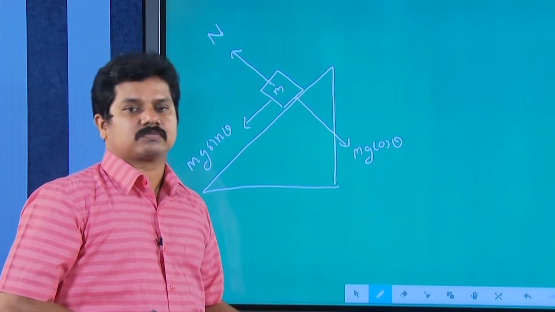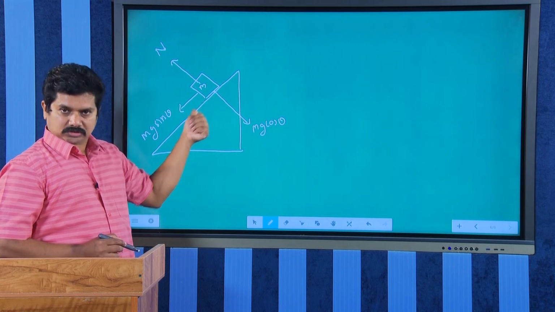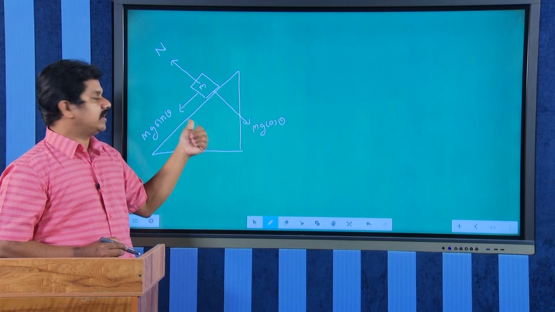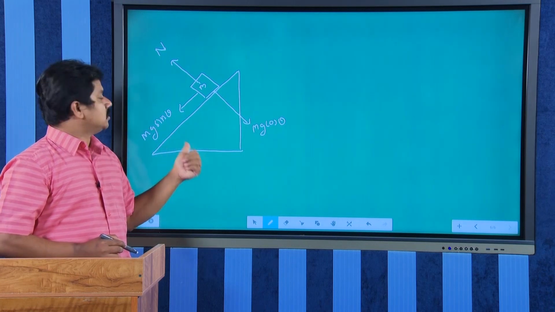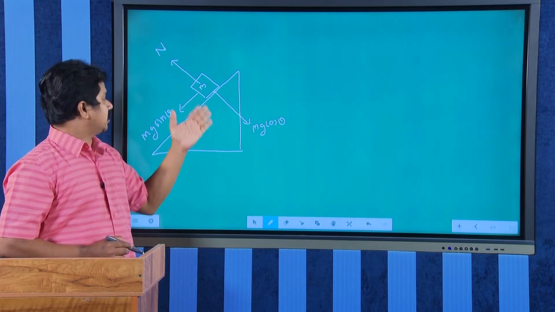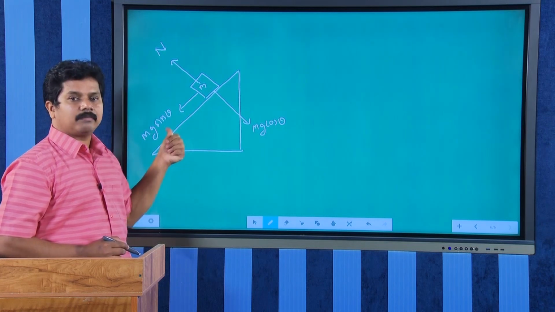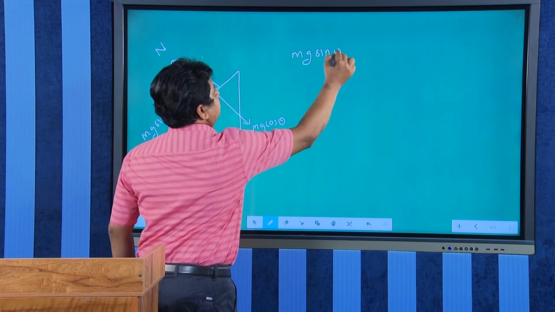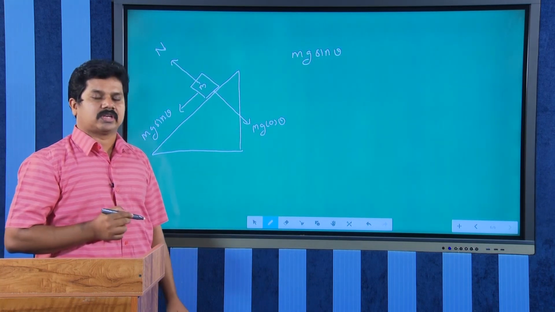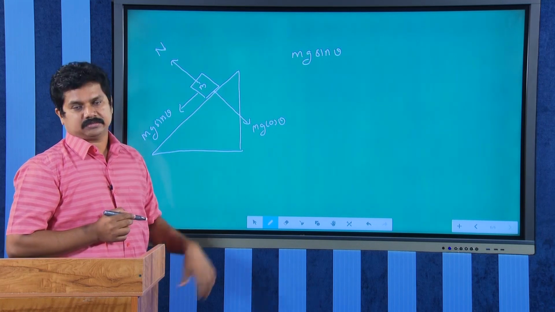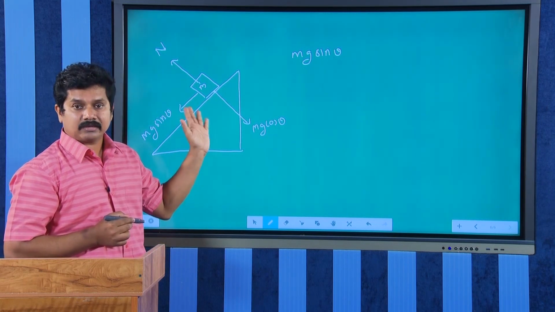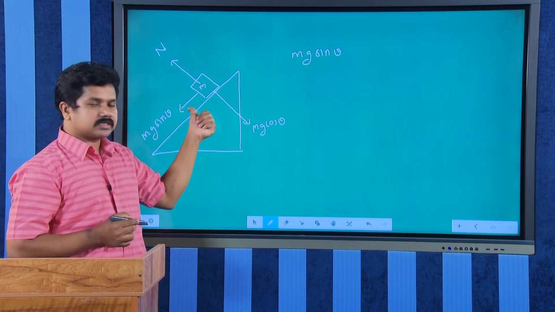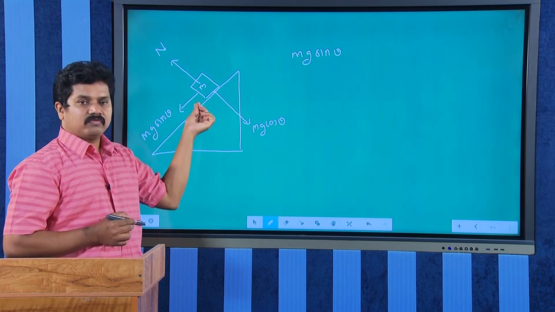Now, what will happen to this block? There is a force downward, downward means along the plane. So, due to this force the block will slide down, right. So, what will be the acceleration of this block along the plane? See, mg sin theta is the one and only force acting on this block along the plane. Is there any other force along the plane? No, right. See, we have only mg sin theta. So, due to this mg sin theta, the block will slide down.